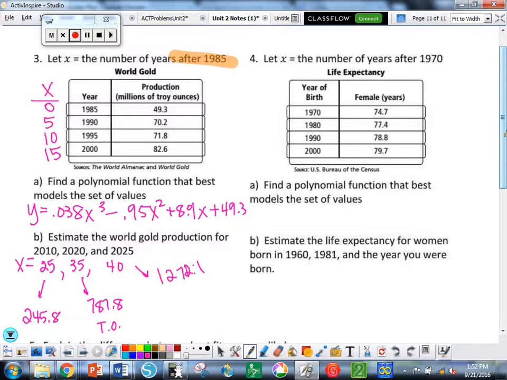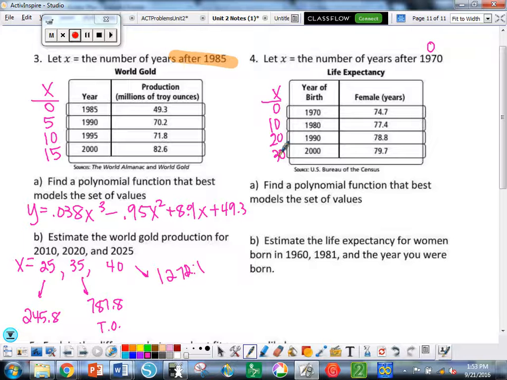This is the number of years after 1970, and it's the life expectancy for females. So in 1970, the average woman lived to be 74.7 years old. In 1980, if this is true, if we can make a prediction, we can figure that out. If this is my year 0, then my x values would be 0, because it's 1970, 10, 20, 30. So I want you to come up with the prediction, or the regression.